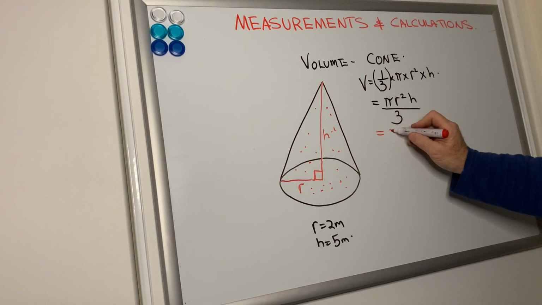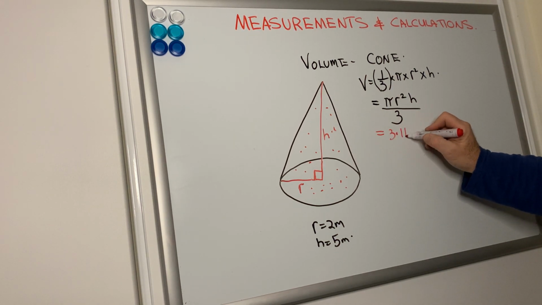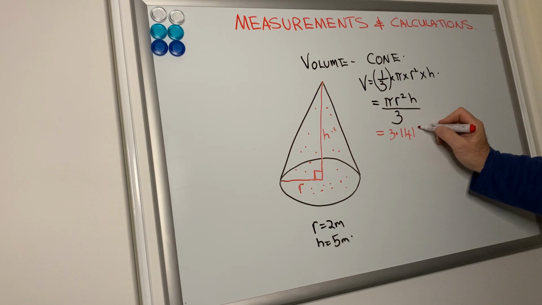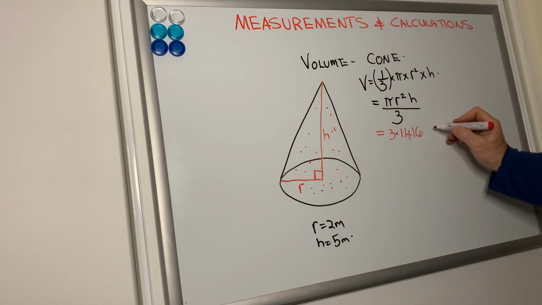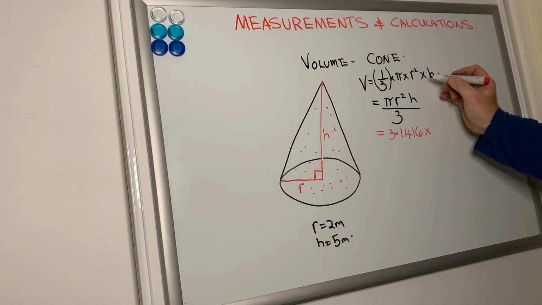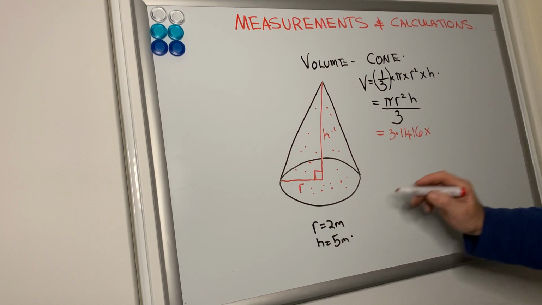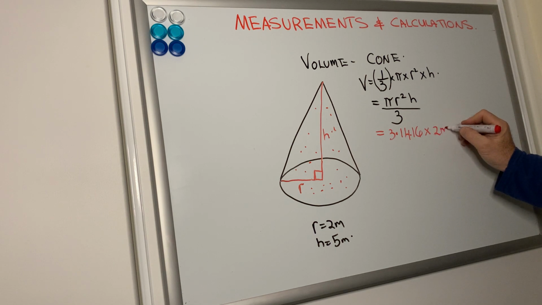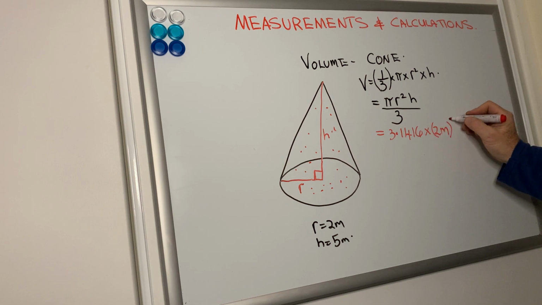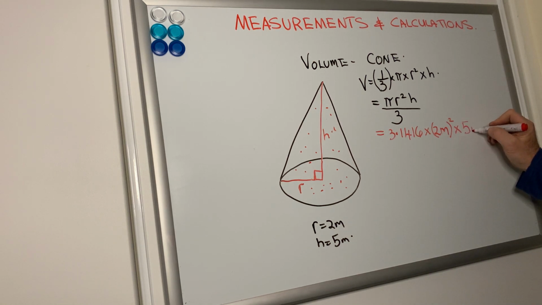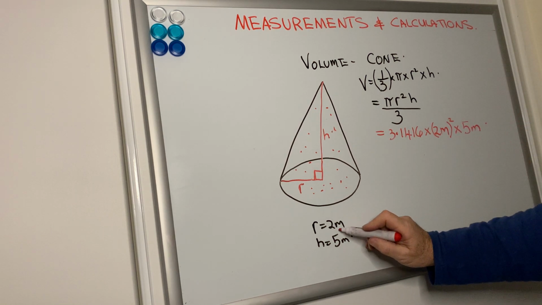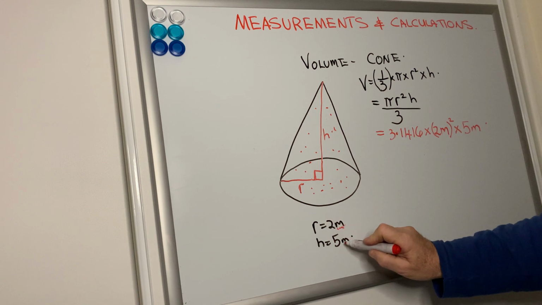So pi is 3.1416 or 3.142, whichever you want to use, times that by r squared. Now remember, r is 2 meters, so it's 2m squared times height, which is 5 meters. Okay, remember the units are the same, meters and meters.